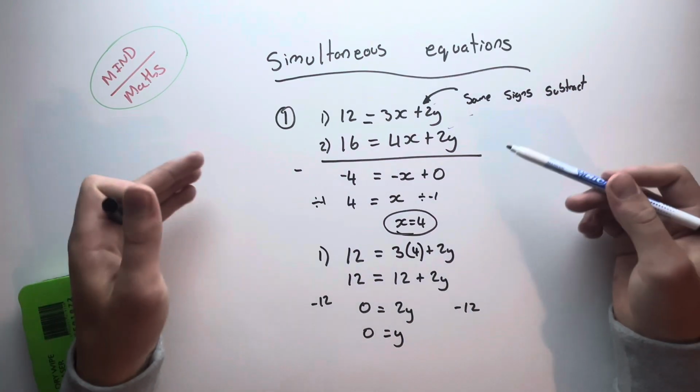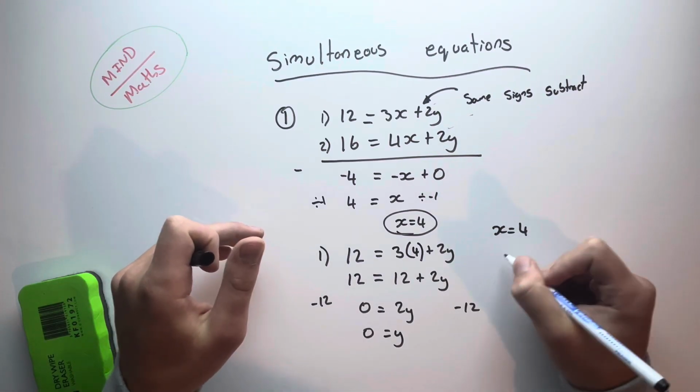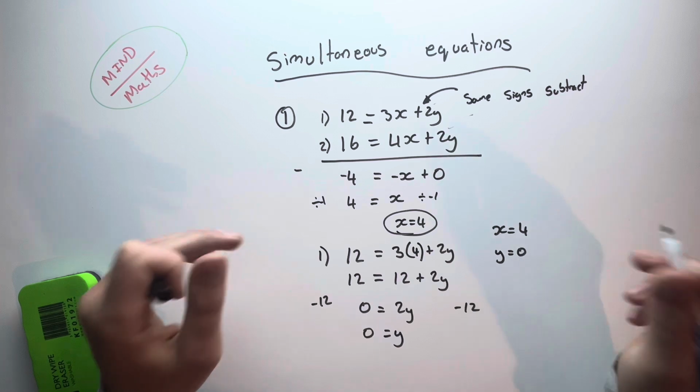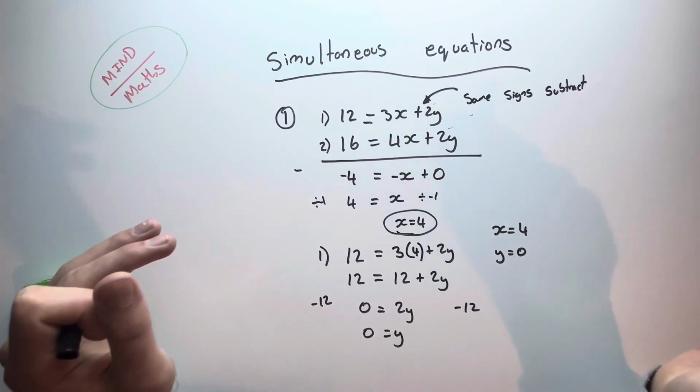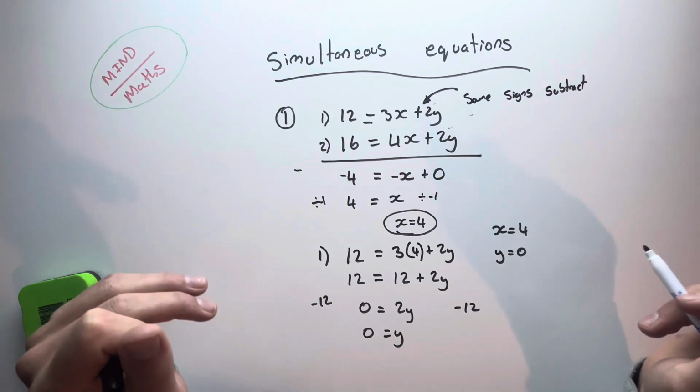So from these two equations, we know that x is equal to 4 and y is equal to 0. And that is the first one. That is the simplest of simultaneous equations that you'll really get at GCSE.